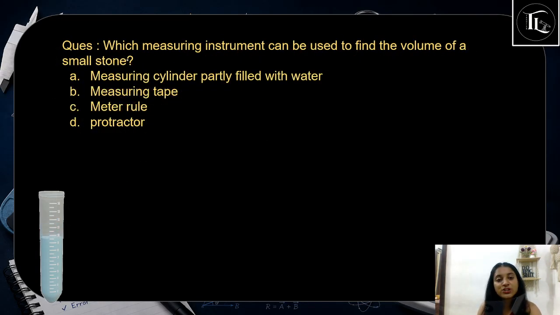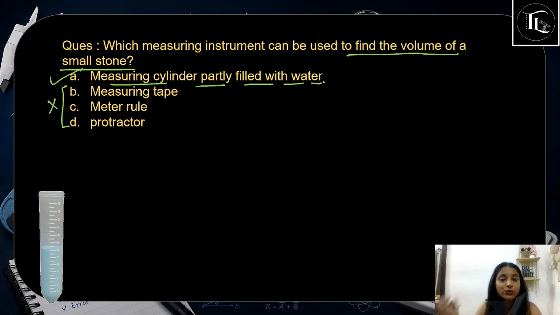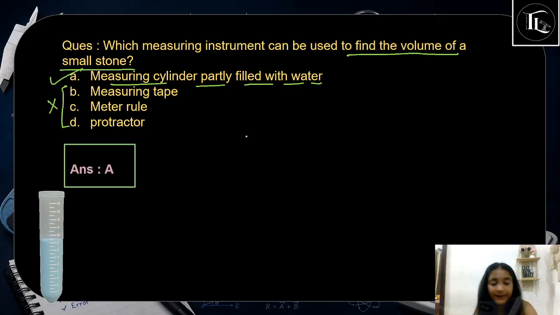Moving to the next question, which measuring instrument can be used to find the volume of a small stone? Measuring tape, meter rule or protractor. So these cannot be used. Answer is option A, that is measuring cylinder partly filled with water. What you will do, you will take a stone, immerse it in the liquid and find out how much the water or the liquid has risen. I hope this is clear.